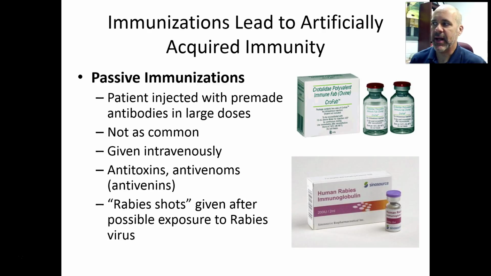And these pre-made antibodies sometimes come from human donors, animal donors. There are newer methods using biotechnology processes where they're being made in a laboratory type setting. So not as common. These are generally given intravenously or IV. And these are often antitoxins or antivenoms. Antivenin is another term for antivenom.